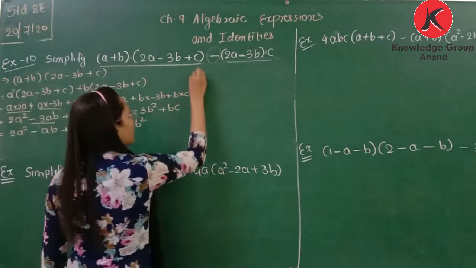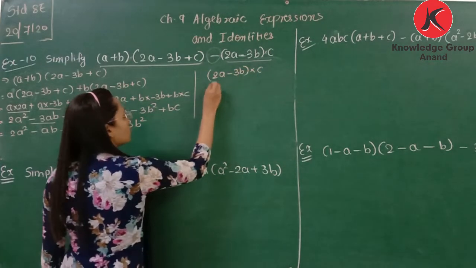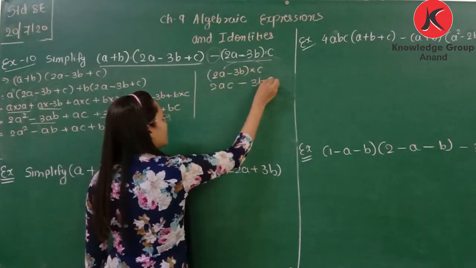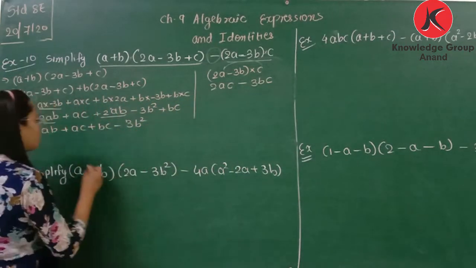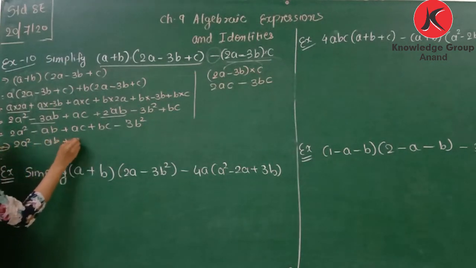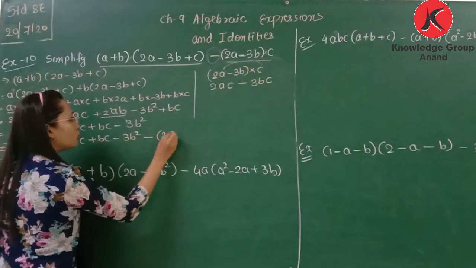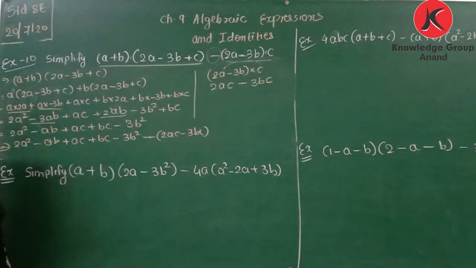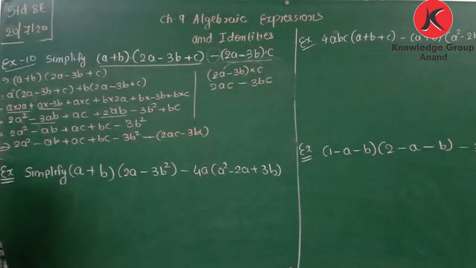Now we will solve this one, (2a - 3b) multiplied by c. So 2ac, c is multiplied with 2a and c is multiplied with 3b, that is minus 3bc. Now perform the subtraction of these two. So here we can write 2a square minus ab plus ac plus bc minus 3b square minus (2ac minus 3bc). Here subtraction is there, so we need to write a bracket because I told you that whenever subtraction of expressions is there, all signs in the second expression will be changed.